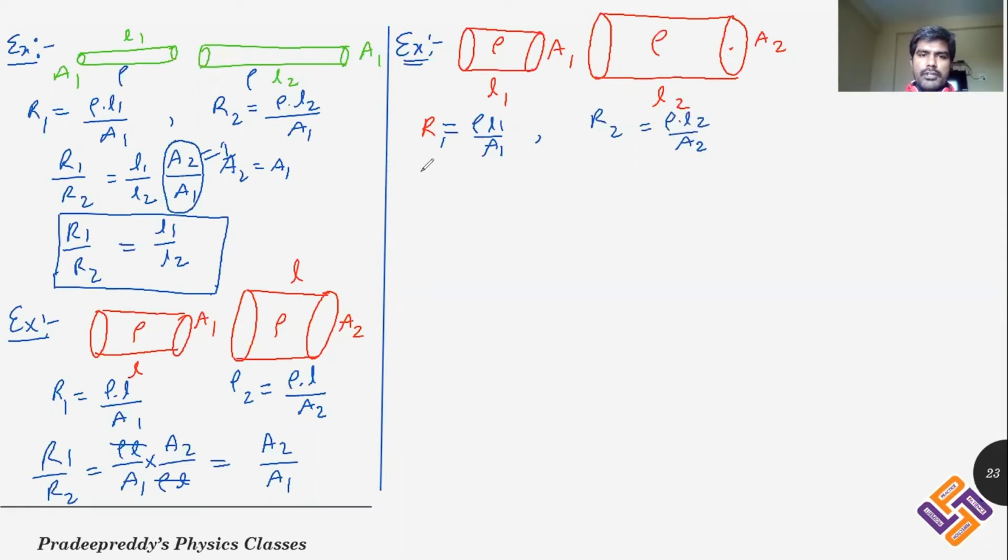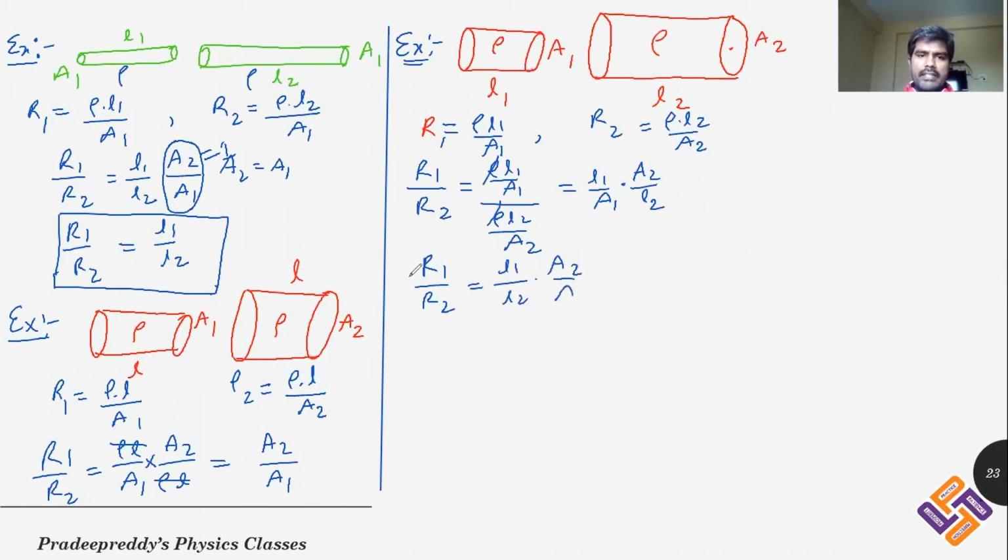Now if you take the ratio of these two, R1 by R2 is equal to rho L1 by A1 by rho L2 by A2. Rho and rho get cancelled. This is L1 by A1 into A2 by L2. Therefore, you can simply write R1 by R2 is equal to L1 by L2 into A2 by A1. If length and area of cross section both are changing, in such a case, you will be using both the relations. R1 by R2 is equal to the ratio of lengths as well as the ratio of areas of cross section. These are the three examples.